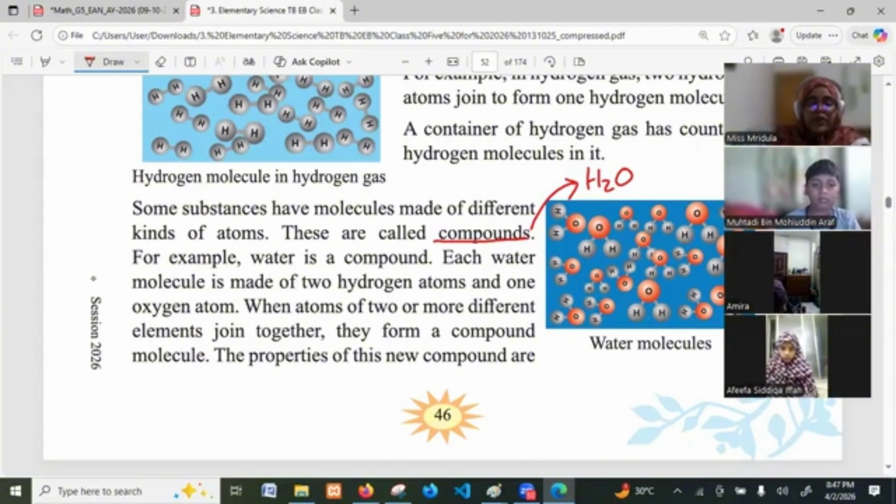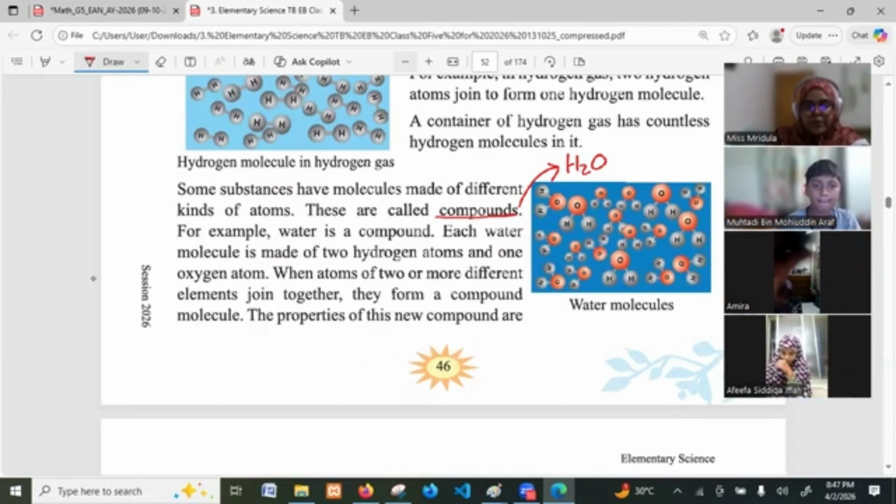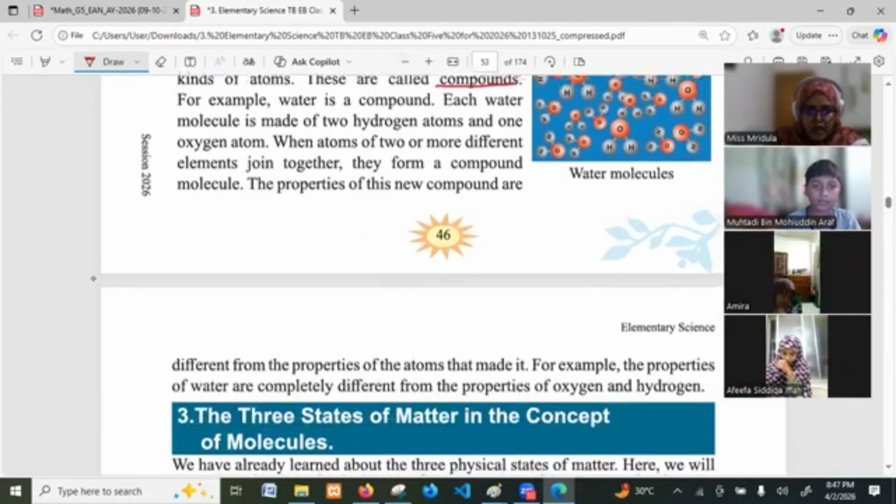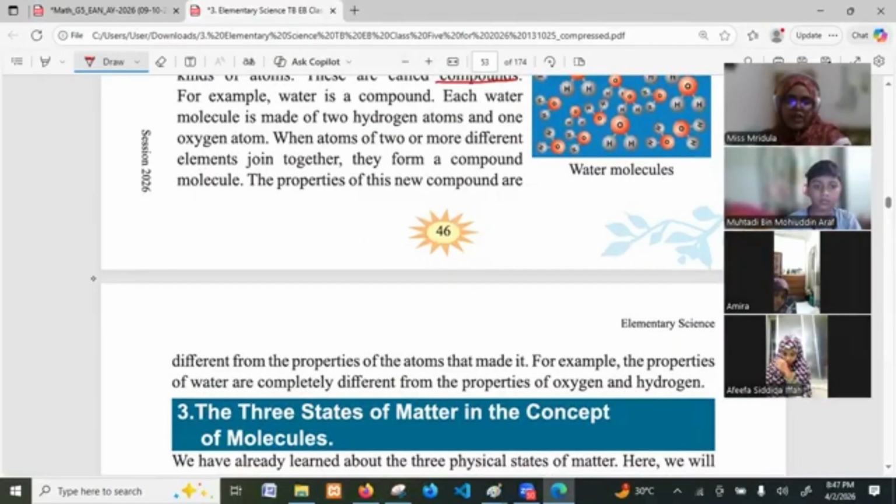Okay. For example, water is a compound. Each water molecule is made of 2 hydrogen atoms and 1 oxygen atom. When atoms of 2 or more different elements join together, they form a compound molecule. The properties of the new compound are different from the properties of the atoms that made it.